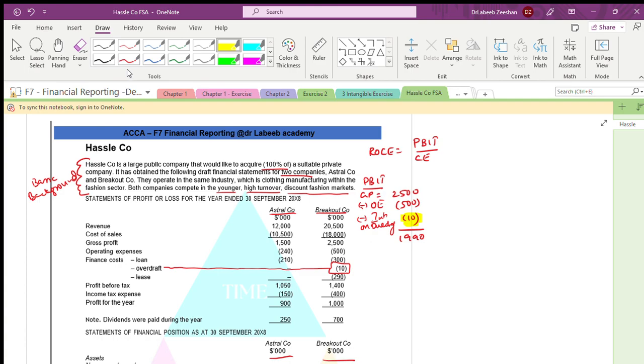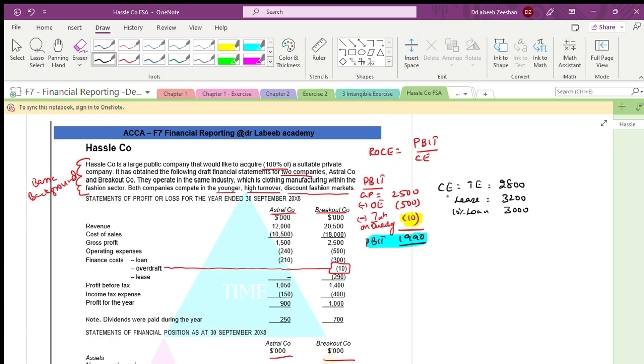Now, how much is there? This is the profit before interest and tax. What is the capital employed? We have to calculate it. Capital employed is total equity, 2,800. Lease has to be taken into consideration, 3,200. The 10% loan is there, 3,000.